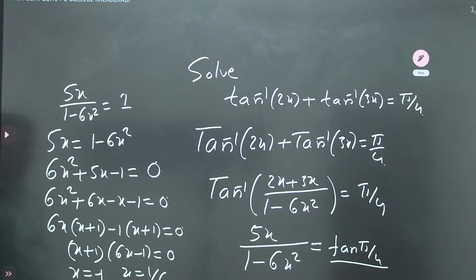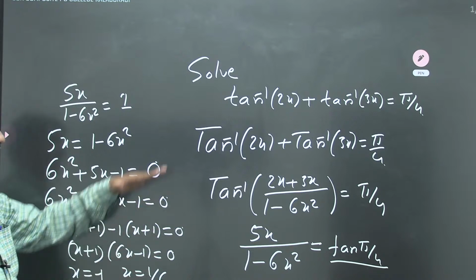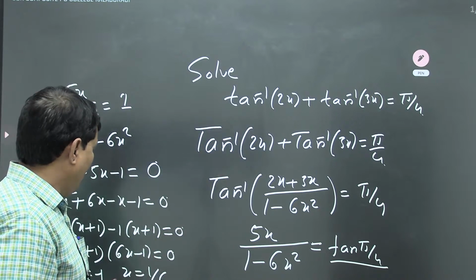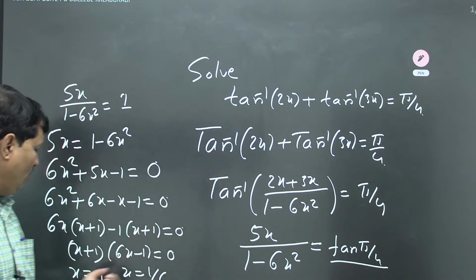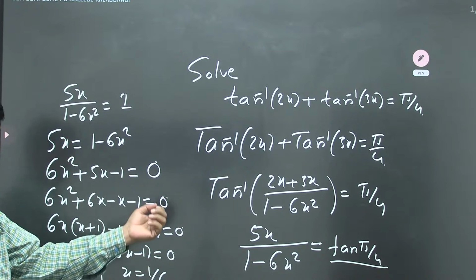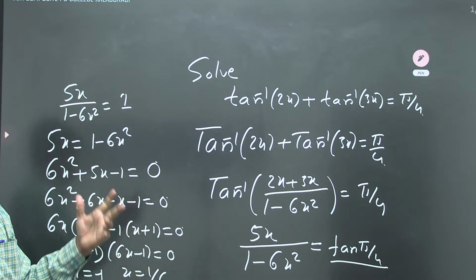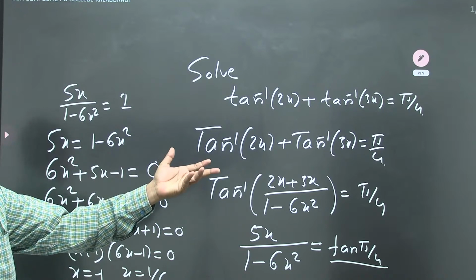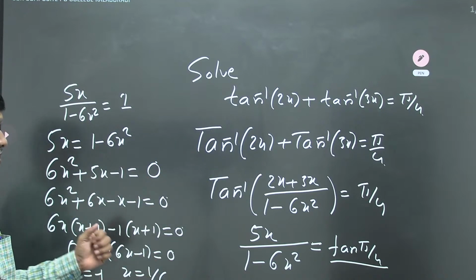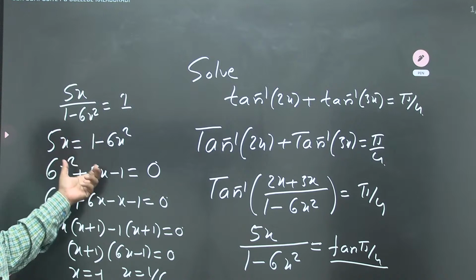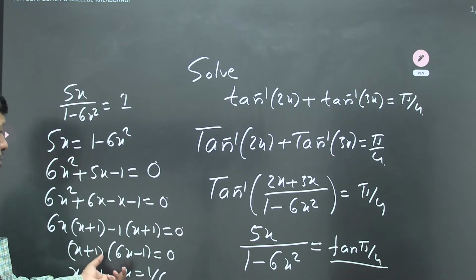See, so how many values of x will come here? x equals minus 1 and x equals 1 by 6 here. One time they asked this example in the CET. Options they will give: minus 1, 1 by 6, both minus 1 and 1 by 6, or any other one more option they will give. In that, which one is correct? If you solve the quadratic equation, two values of x will come.